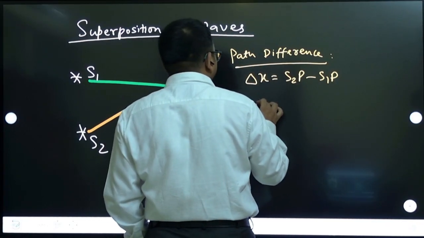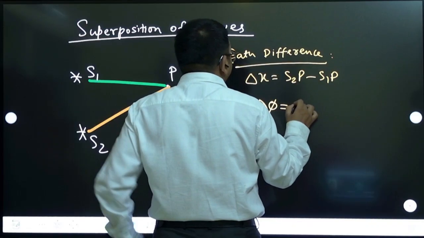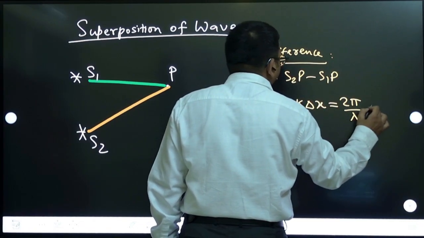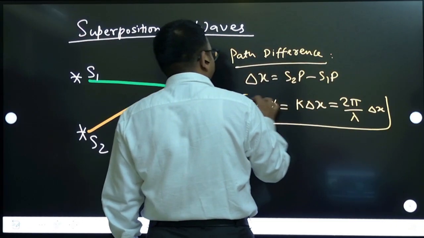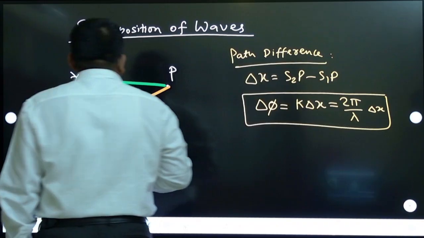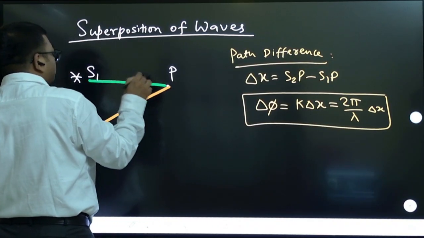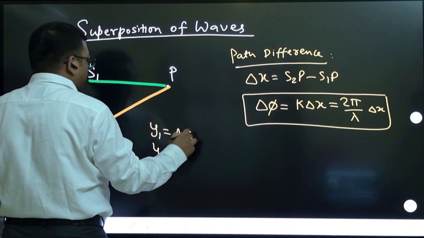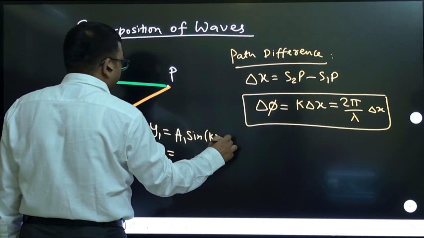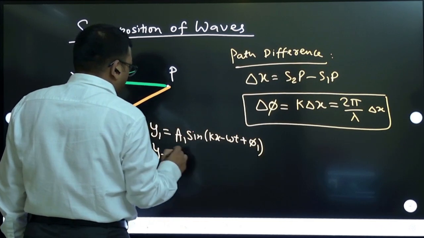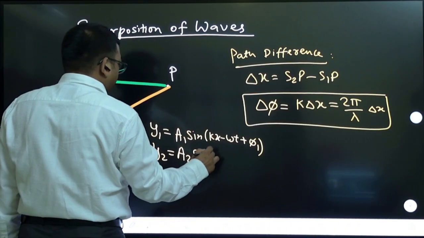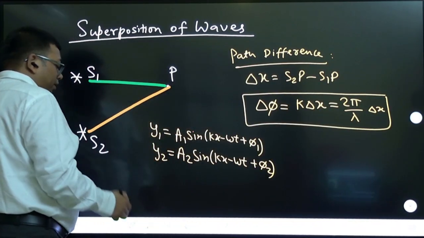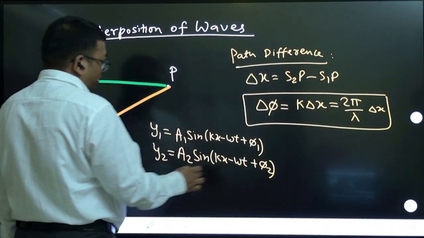This path difference is related to the phase difference, delta phi. Delta phi is k times delta x, where k is 2 pi by lambda, as you have studied in the wave equation. These two waves can be represented as y1 equals a1 sin(kx minus omega t plus phi 1), and y2 equals a2 sin(kx minus omega t plus phi 2). Phi 1 and phi 2 are the initial phases.